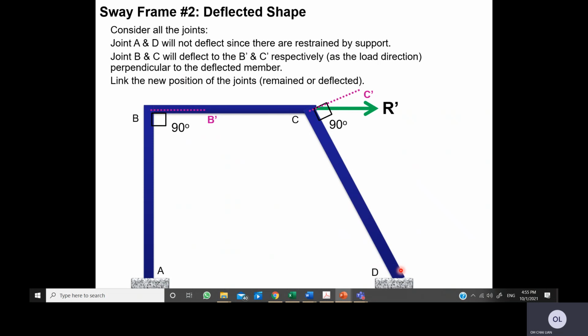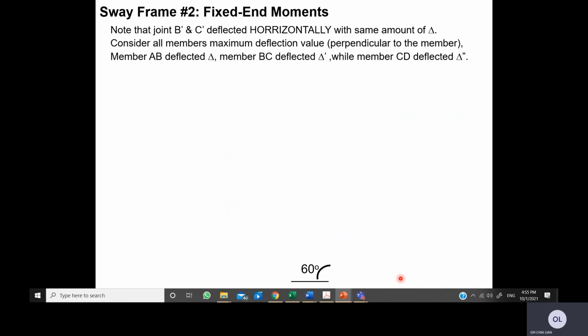Then you link the new positions of the joints. So remember A and D remain at their positions. What you can do now is join A to B prime, to C prime, and back to D. So the red dotted line will be the deflected shape for this sway frame. Now we need to determine the fixed moments.